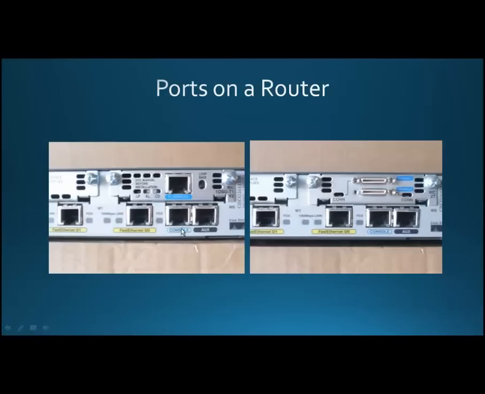So the console port is where you put in your light blue cable to do something locally to the router. When you first buy a router and you get it in, you've got to open it up, put it on your desk, and stick a console cable into it, and you've got to give it an IP address. You can't remote into the router until you give it an IP address, and you have to do that through the console cable. So the console cable is what we use in class.